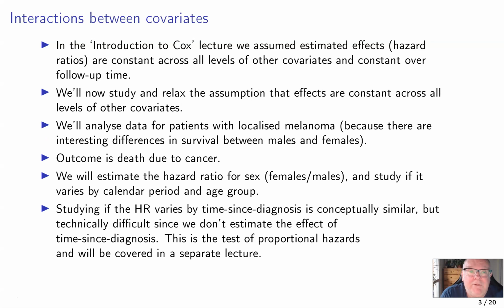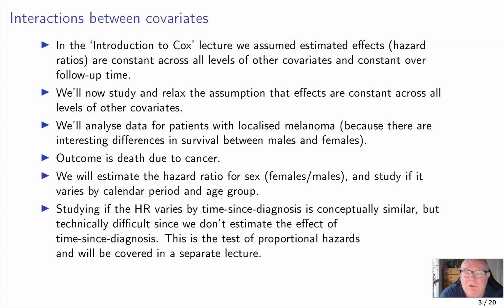So, interactions between covariates. Well, in the introduction to the Cox model lecture, we assumed that estimated effects, that is the hazard ratios, are assumed to be constant across all levels of other covariates and constant over follow-up time. Now, this assumption applies in all regression models. There's an assumption that covariate effects are constant across all levels of the other effects unless you add interactions. So we're now going to study and relax this assumption by adding interactions.